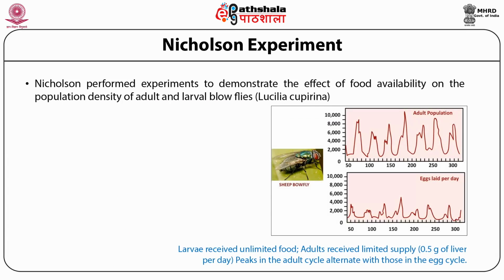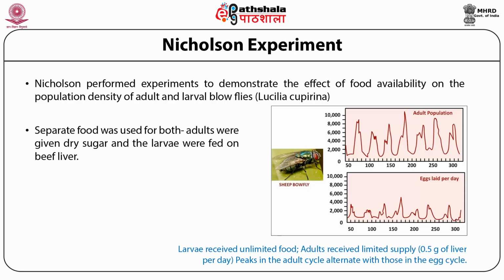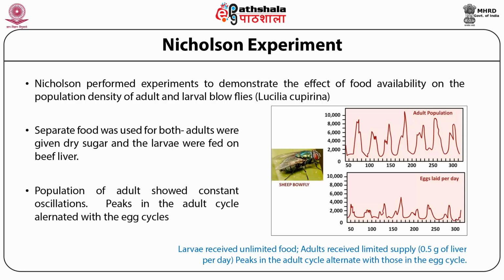Nicholson performed a series of experiments to demonstrate the effect of food availability on the population of adult and larval blowfly, that is Lucilia cuprina. In his experiment, he reared a culture of blowflies containing both the adults and the larvae. Separate food was used for both. The adults were given dry sugar and the larvae were fed on beef liver. The population of adults showed constant oscillations.